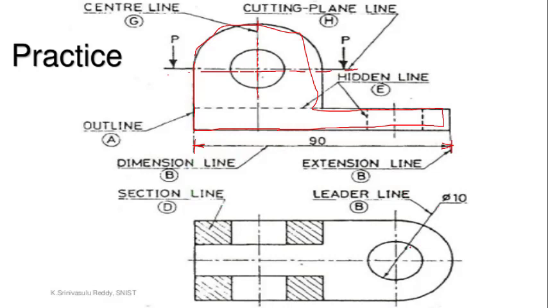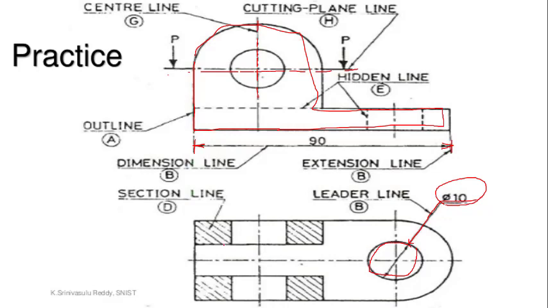Leader line, this is known as a leader line, which I have told you about in the previous topics. A leader line is a line which connects the feature along with its note. Phi 10 is a note, and this is a feature. So the feature in this drawing is the circle, and the note is phi 10, meaning its diameter is 10 units.